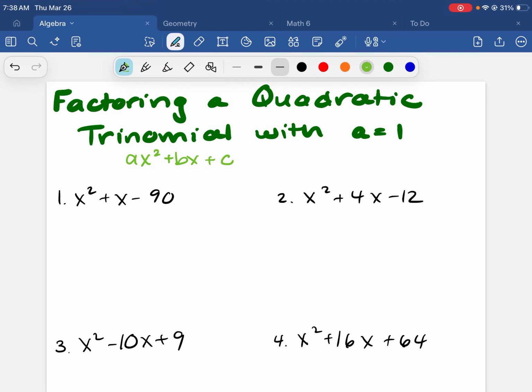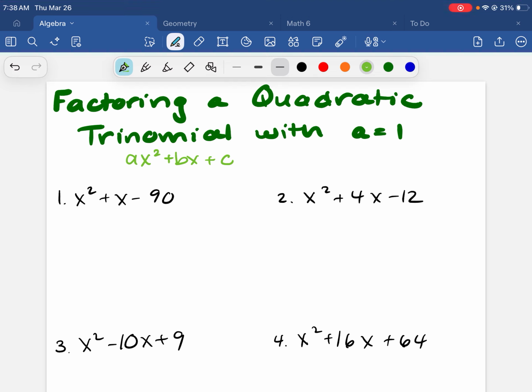A equal to 1 means that we have a first coefficient of 1, so it's x squared and not 2x squared or 3x squared and so on. Factoring a quadratic trinomial with a equal to 1 is simpler than a equal to 2 or 3. That's going to be in another video.